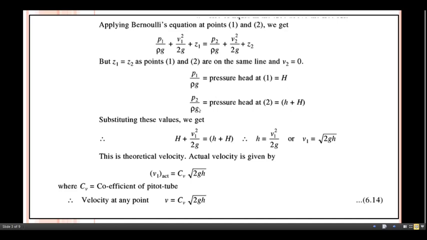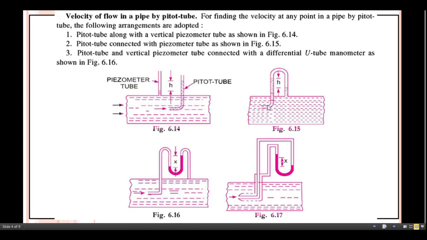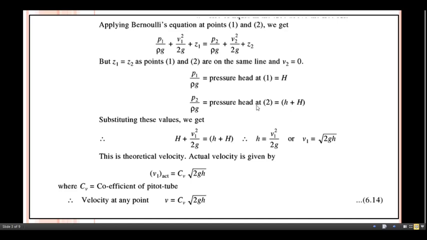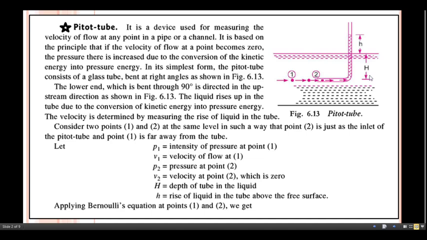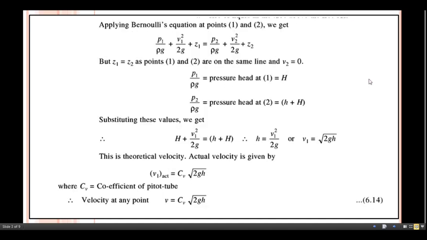At the same time, the pressure head at point number 2 is nothing but the small h plus this capital H. This way you can get that pressure head. Now substituting these values into this relation: P1 divided by rho g is nothing but small h. This term will remain as it is. Z1 equals Z2, which means this gets cancelled.